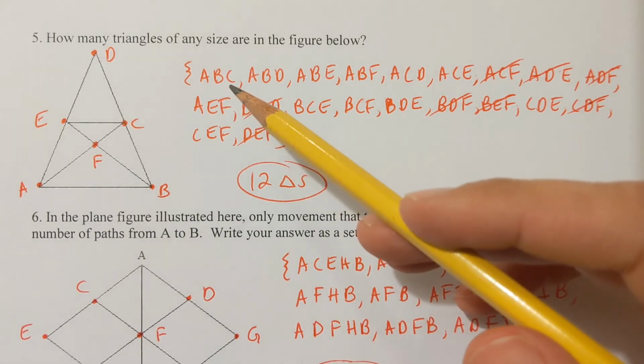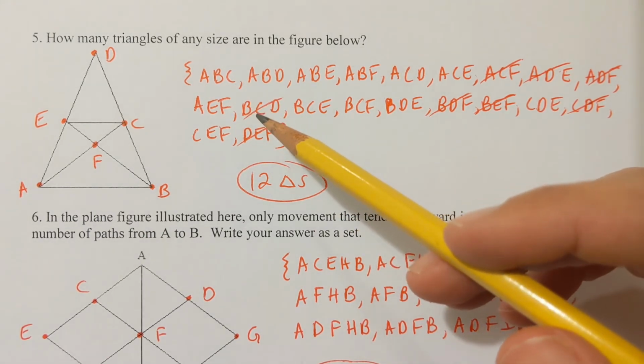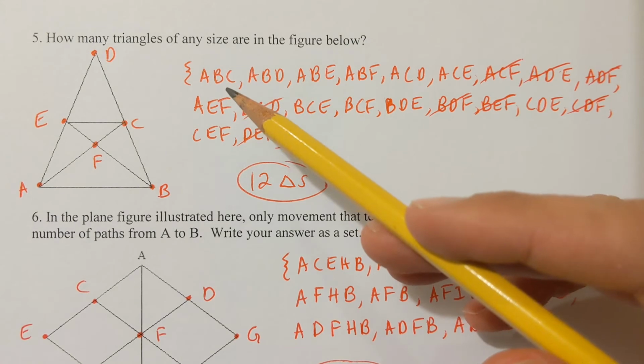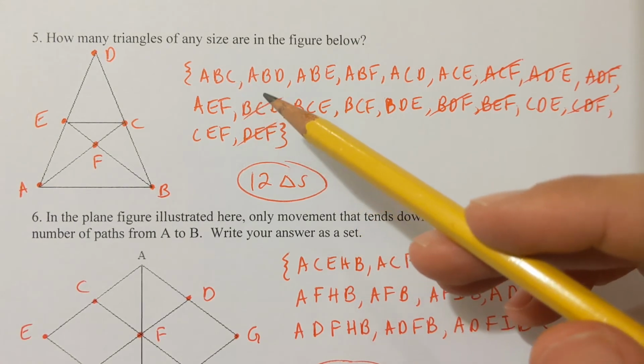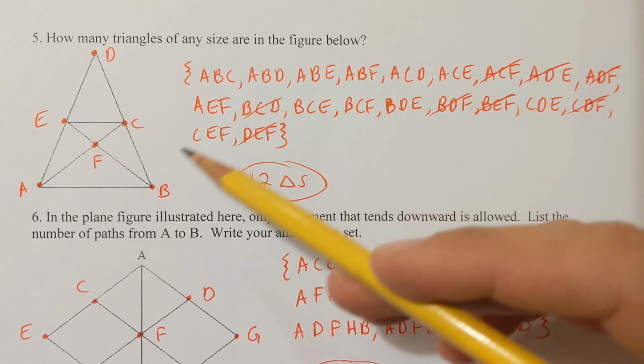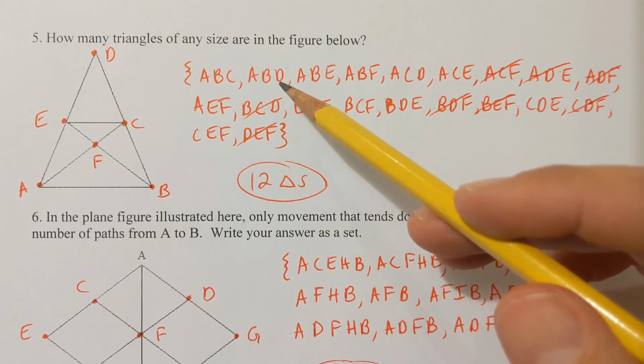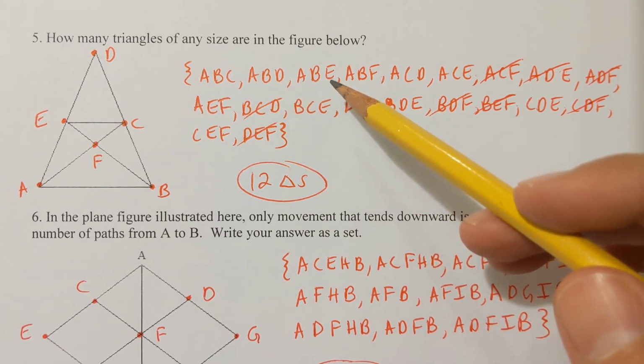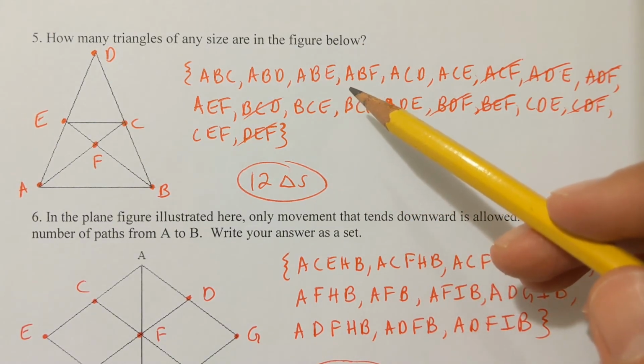Okay, so I got A, B, C, and of course I don't want to repeat a letter. So I don't need A, B, or something like that. A, B, C, A, B, D, A, B, E, A, B, F.